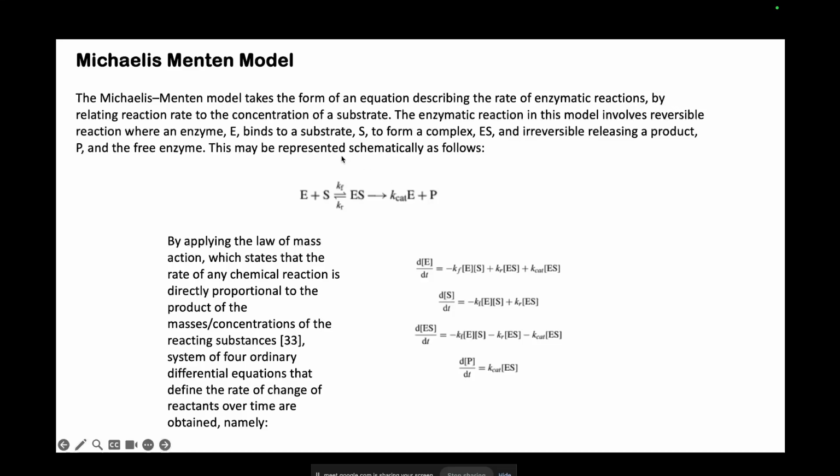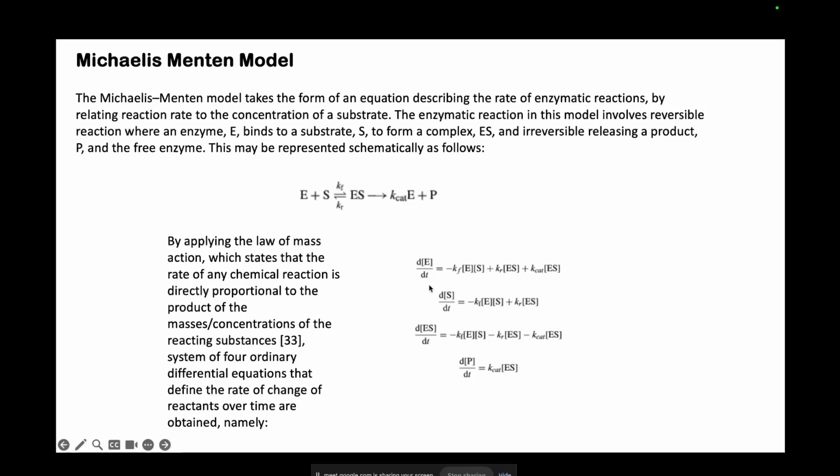If you apply the law of mass action, it states that the rate of any chemical reaction is directly proportional to the product of the concentrations of the reacting substrates, like we discussed in the earlier examples as well. You can develop a system of four differential equations. So there are four major compounds involved here: one is enzyme, one is substrate, one is enzyme-substrate complex, and the other is the product. So you can write differential equations for all these compounds.